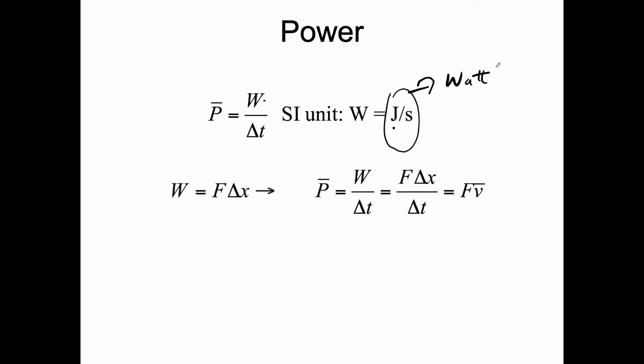Now, if we apply a force on a moving object whose average velocity is v, there's a simple way to calculate the power of the force. We know work is force times displacement, and power is work divided by time. And displacement over time gives us velocity. So power can be calculated as force times average velocity.